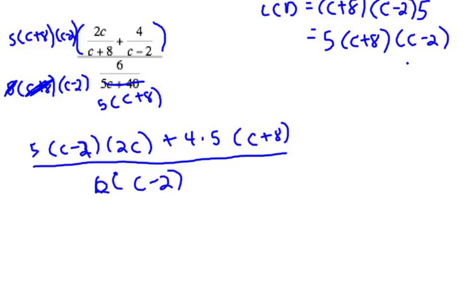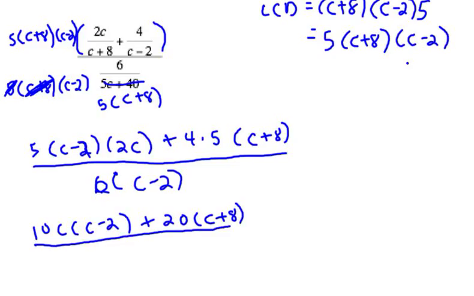Okay, so now I have 5 times 2c, which is 10c, times c minus 2, plus 20 times c plus 8. I'm doing this in steps, all over my 6 times c minus 2, which is right here. Okay, now I'm going to collect my, oh nope, I still have distribution to do up here, don't I?